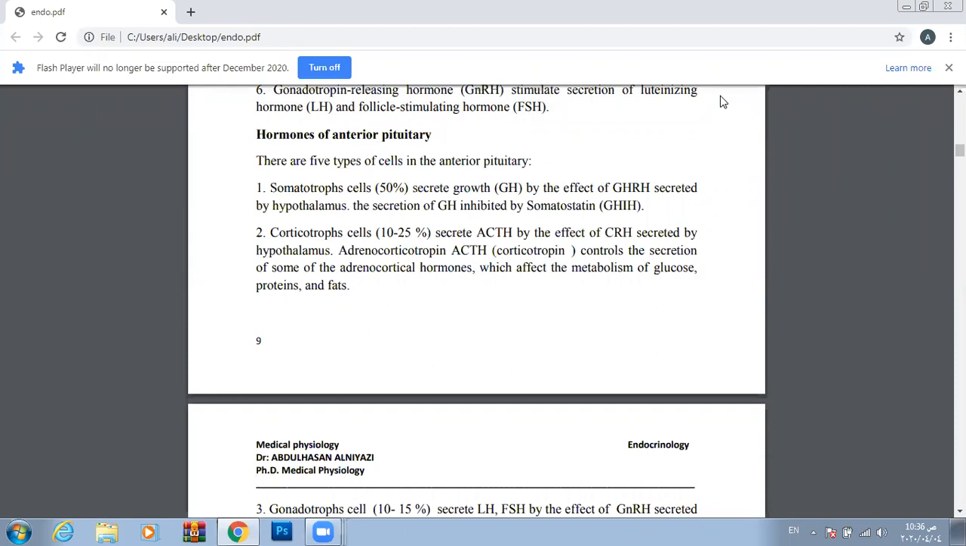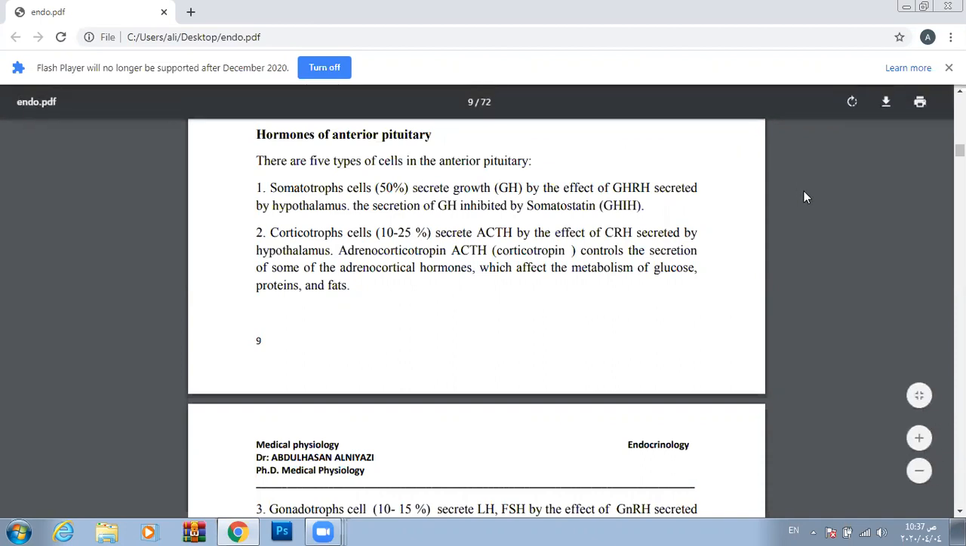احنا الحقيقة وصلنا إلى الانتيريور pituitary gland and the hormone of anterior pituitary gland. There are 5 types of cells of the anterior pituitary gland, and from these cells usually the hormones are secreted.